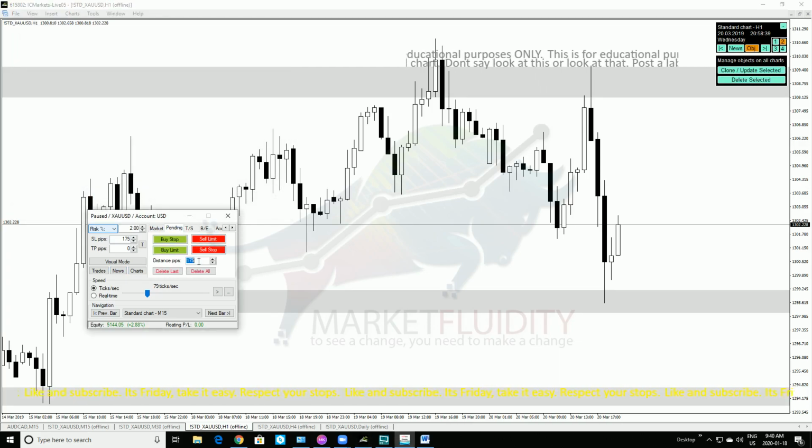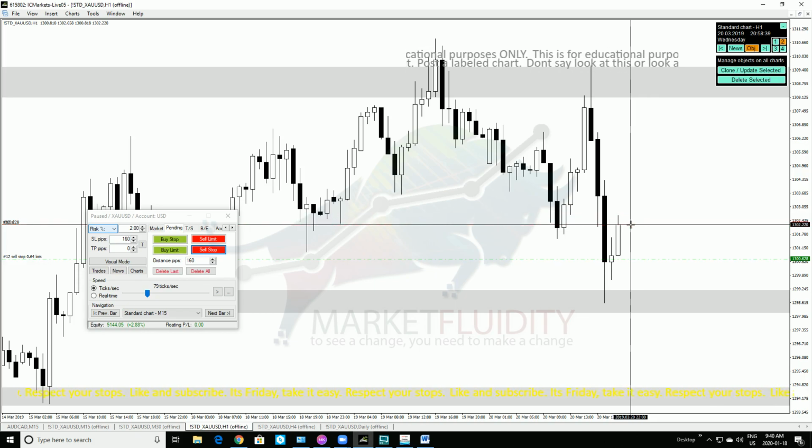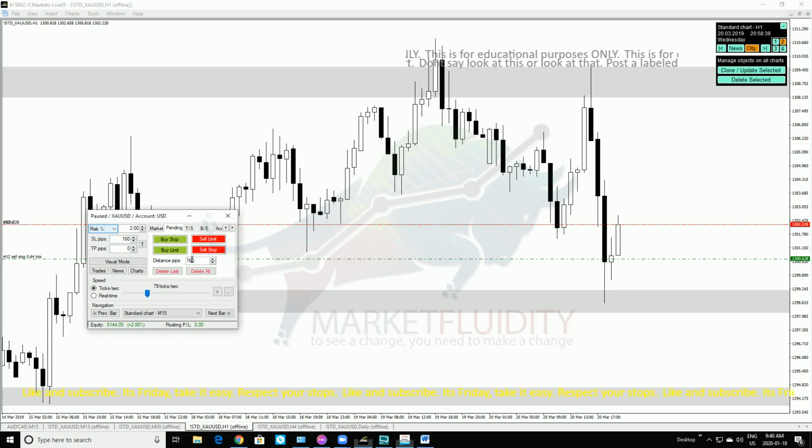Pendings. It's like 16 pips away. We're going to use 160 over here too. We're going to use a sell stop and then maybe a buy stop above the high, which is not that far away. Let's put it like 10 pips. Give it a little room here.